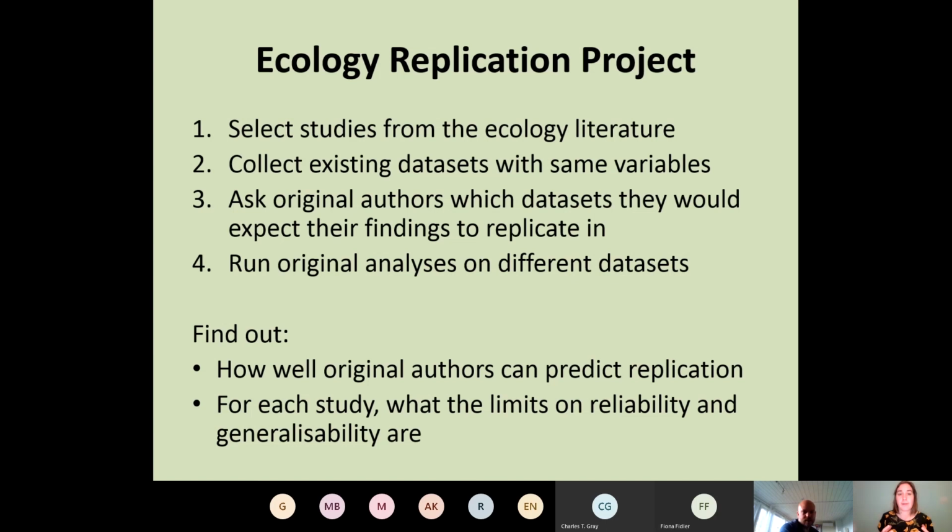So we want to collect a bunch of data sets that you could use to test the same findings from the original studies. We want to ask the original authors which data sets out of those they'd expect the findings to replicate in, to try and overcome this poorly specified original study scope problem. And then we'll run the original analyses on the different data sets to try and work out how well original authors can actually predict their study scope when they're really trying.